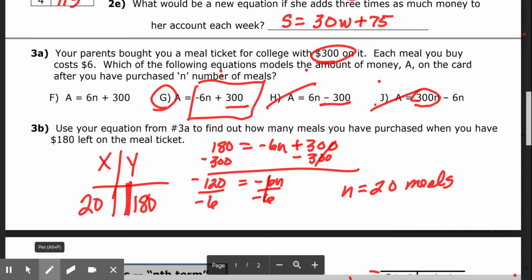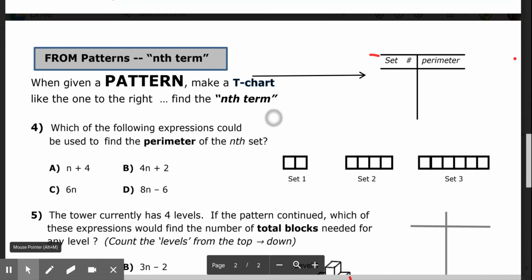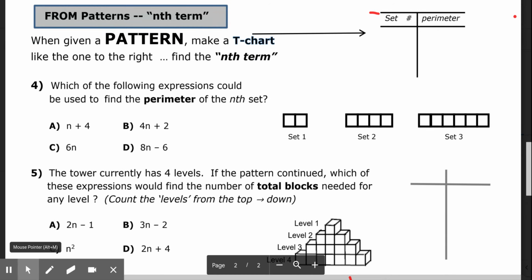Okay. All right, let's go ahead and take a look on the back side. Now we have patterns in the nth term. When given a pattern, make a t-chart like the one to the right. Find the nth term. So on problem number 4, it says, which of the following expressions could be used to find the perimeter of the nth set?